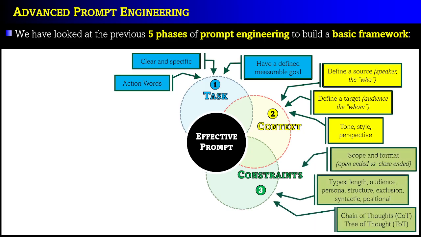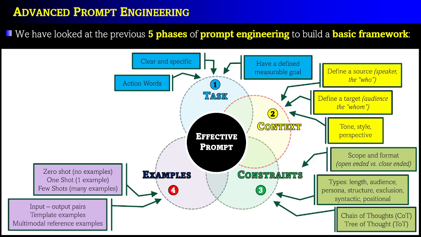We've looked at constraints, like things like scope and format, and how we can have an open-ended versus a close-ended prompt. We've looked at types like length and audience and persona and structure, exclusion and syntactic and positional constraints. And we've looked at advanced constraint techniques like chain of thoughts and tree of thoughts. We've looked at examples and how you can use examples like zero-shot prompting with no examples, one-shot prompting with one example, or few-shot prompting with many examples. How we can have input-output pairing and template examples, or even multimodal reference examples to improve our prompts.